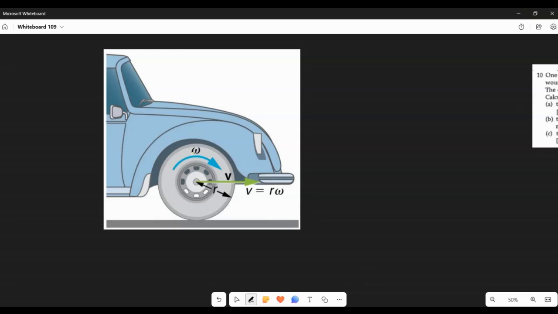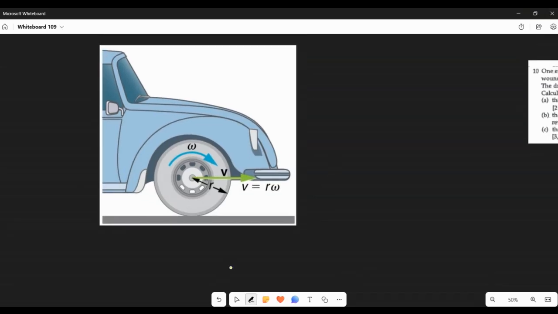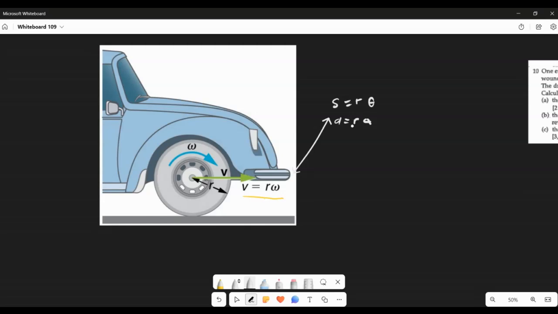Although the wheel possesses angular velocity, it has a tangential or linear component, which is defined as velocity equals radius times angular velocity. I will show you how that was derived. We have another relationship for the distance, which is essentially the arc on the wheel depending on the angle, and we have a relationship between the radius and its angular component as well.